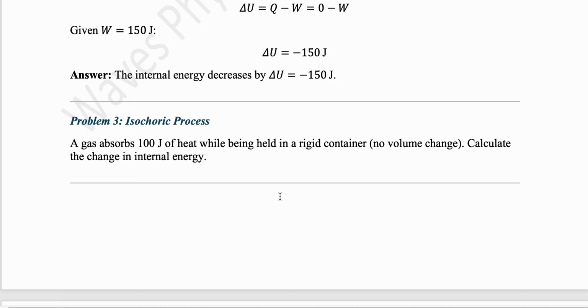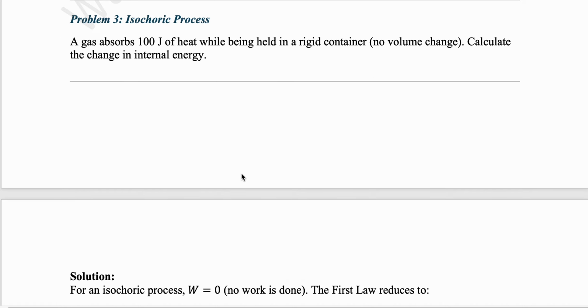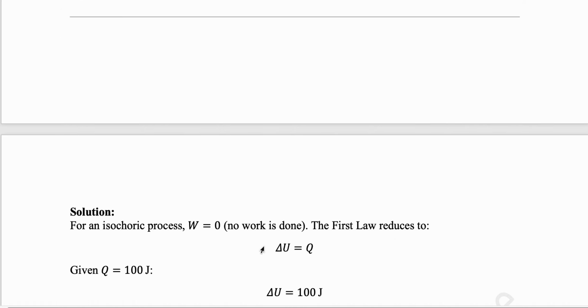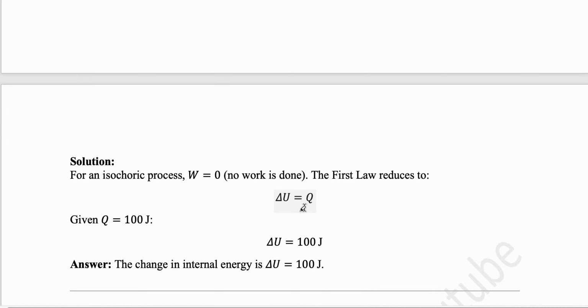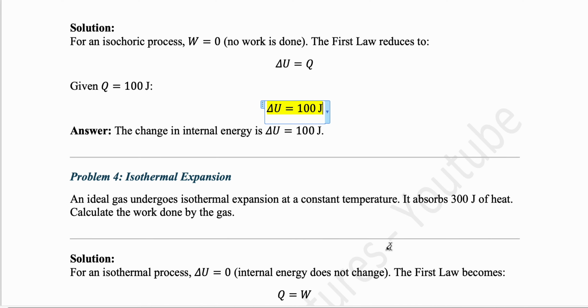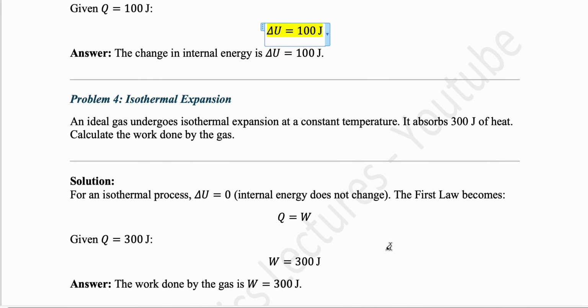This is an isochoric process. Isochoric process means the volume is constant, there is no change in volume. So we will calculate the change in internal energy. If the volume is constant, that means there is no work done. W is equal to 0, so delta q is equal to q, delta u is equal to q. So whatever is the heat supplied, the entire heat will actually be used to change the internal energy. So delta u is equal to 100 joule. Very simple. Next is isothermal expansion.